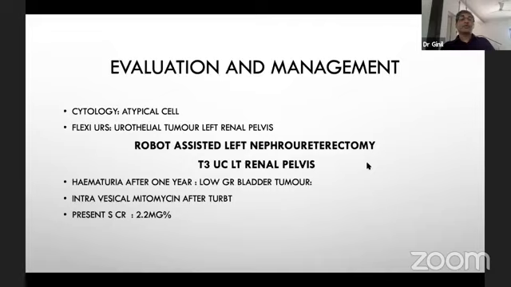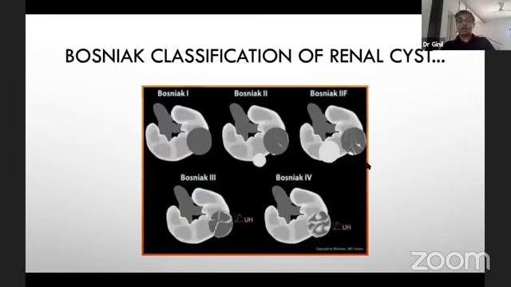So we evaluated. Cytology showed atypical cells, and flexi-URS confirmed a urothelial tumor in the opposite kidney. We did a nephroureterectomy. After that he again had an episode of hematuria, this time a low-grade bladder tumor, and he is on mitomycin currently, and his present creatinine is 2.2. So it is very important to assess with appropriate investigation, not only pre-op but also post-op.